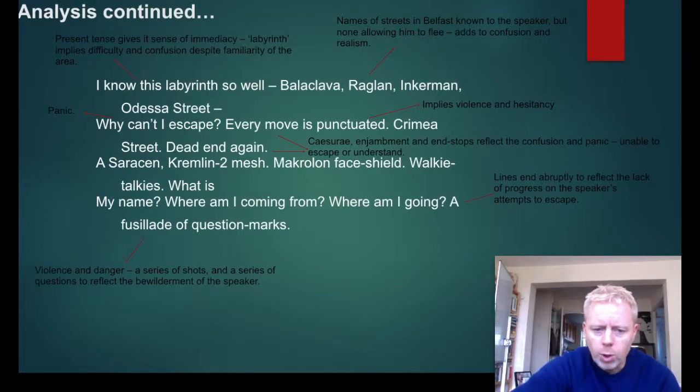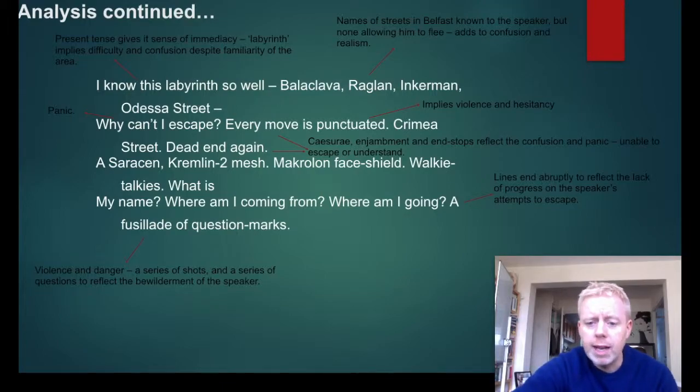And look at all the question marks. What's your name? Where am I coming from? Where am I going? Now, this is, let's see if I've written this, a reference also to a stop and search, where young men were frequently stopped and they were challenged. What's your name? Where you coming from? Where you going? What business you're about? Such was the tension on the streets of Belfast at the time. A fusillade of question marks.